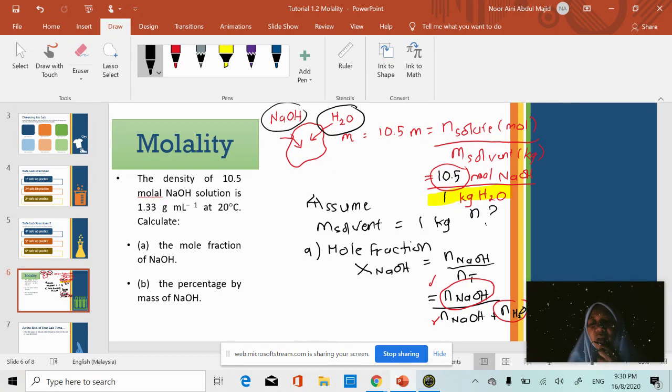If not, we'll discuss tomorrow. What is the density for? The density can be used to calculate molarity. I hope you are clear on the information and proceed with your work.